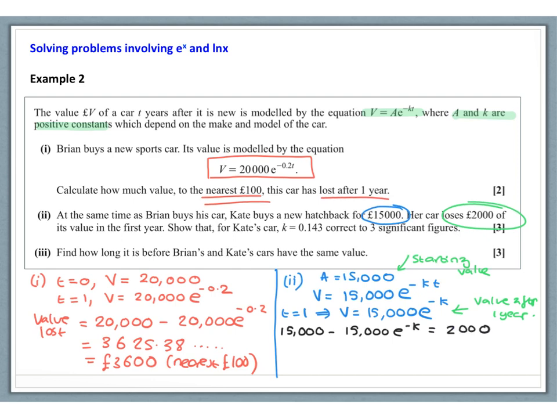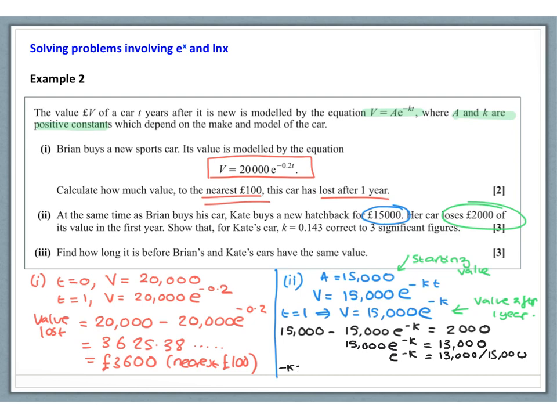And we then need to solve this equation to find out the value of k. So I'm going to rearrange this. I know that 15,000 e to the minus k is equal to 13,000. e to the minus k then equals 13,000 over 15,000. If we then take natural logs of both sides, we will find the value of negative k, which we can then use to find the value of k.